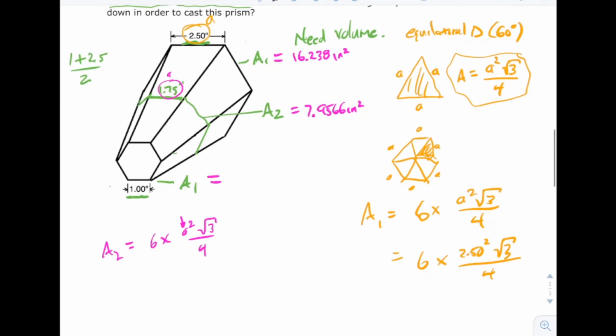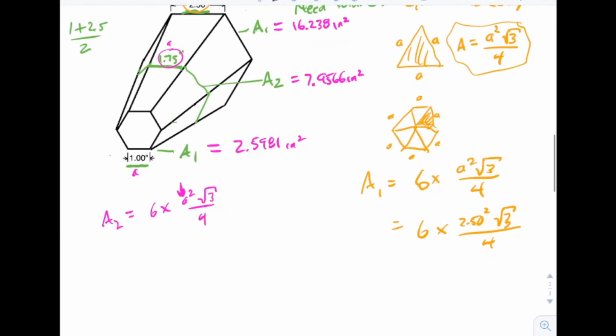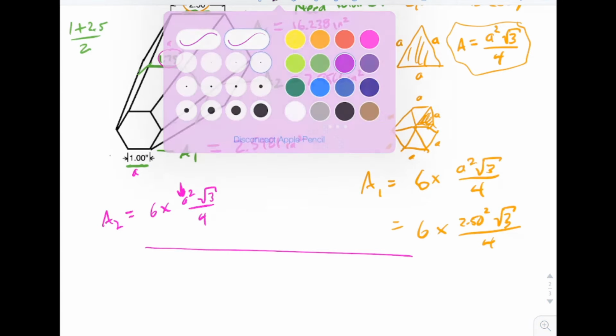A1, same formula, but you would use this for your little a. You'd put 1 inch right there. And I got an area here of 2.5981 square inches. Okay, cool. So now we can get the volume of this thing. What color do we want? How about purple? That looks cool.